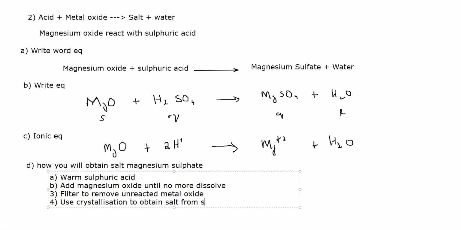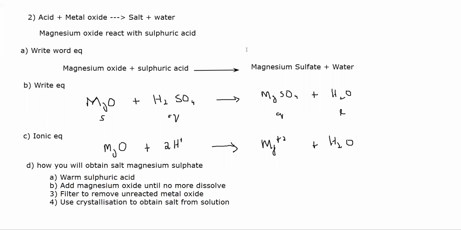If this question is of 6 marks, then you have to explain crystallization in detail, like what you do in crystallization. But if it's 4 marks, then you can just mention the technique crystallization to obtain the salt from solution. So depending on the marks, you have to check the marks before writing this experiment. If it's 4 marks, then these are the points. But if it's 6 marks, then you have to explain crystallization, as we discussed already: heat and concentrate the solution, then cool down the solution and filter, and then dry. This is the crystallization process.